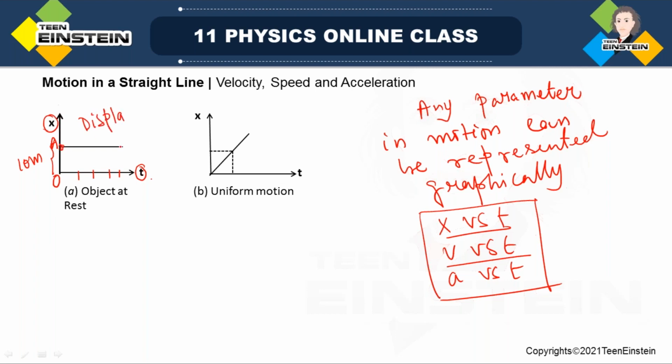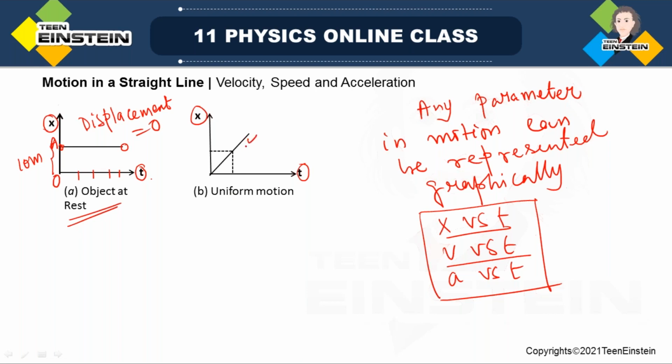That means your initial position and final position are both at the same place. So displacement here is 0. What does this mean? If the displacement is 0, that means the object is at rest, it is not moving at all. But now look here, I am plotting again a position-time curve.